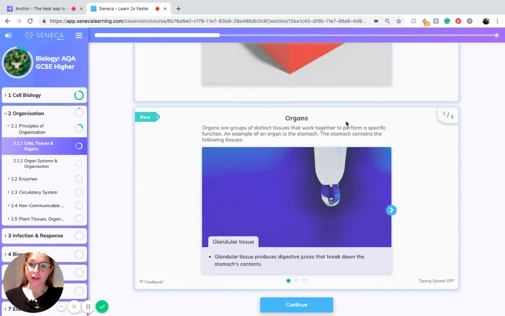Now let's move on to organs. Organs are groups of distinct tissues that work together to perform a specific function. An example of an organ is the stomach. The stomach contains the following tissues.